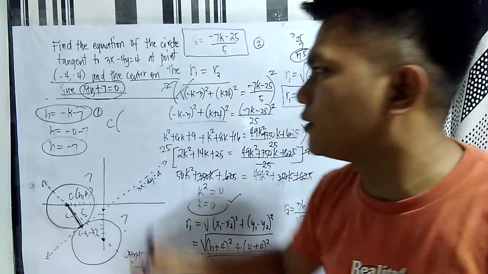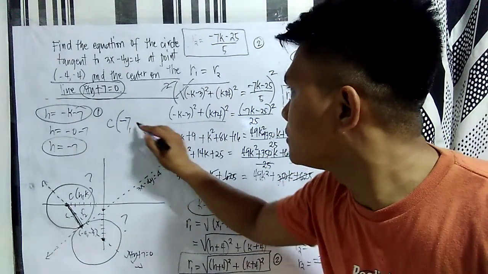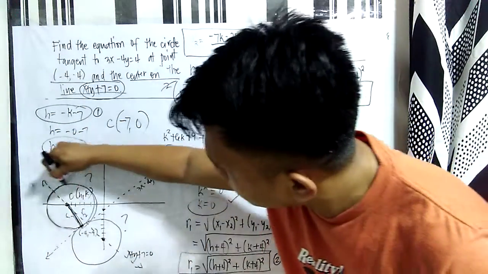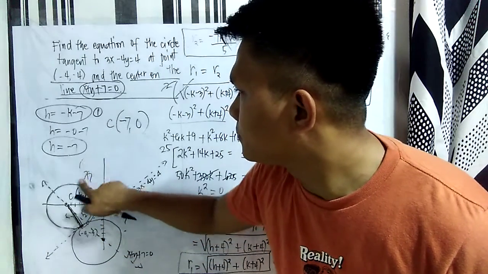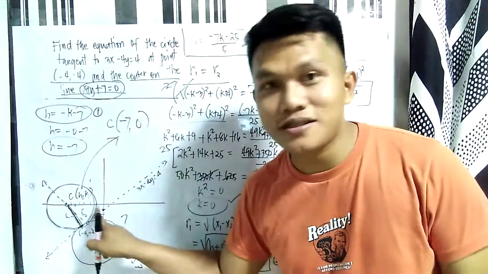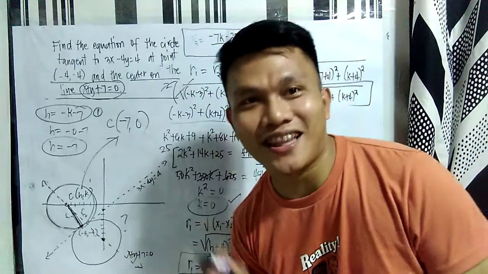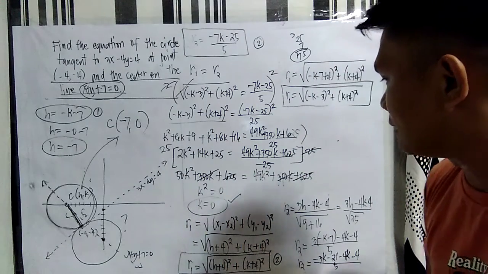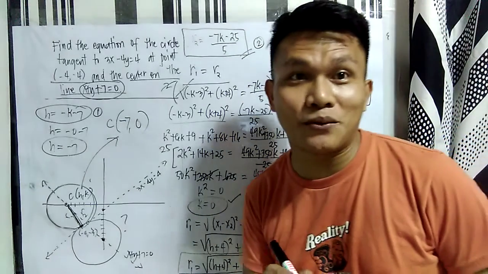So nasaan ang center ng circle? Ang center ng circle ay nakay negative 7, 0. Therefore, ang tinutukoy natin na circle ay ito, kasi nandito ang ating center, negative 7, 0. But wait, hindi pa yan ang final answer natin kasi yan pa lang yung center. Kailangan natin ulit hanapin yung kanyang radius. Paano natin makukuha ang kanyang radius? Pwede natin gamitin yung ating second equation.